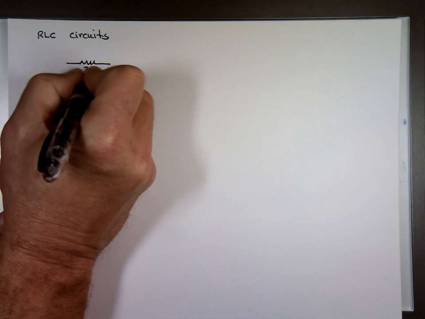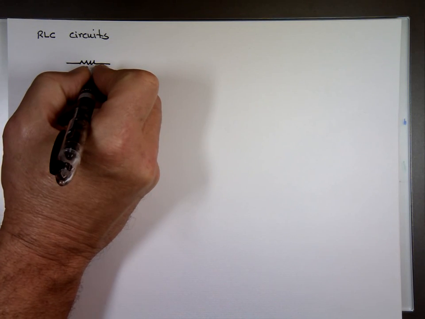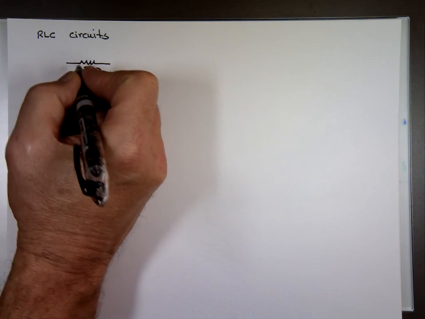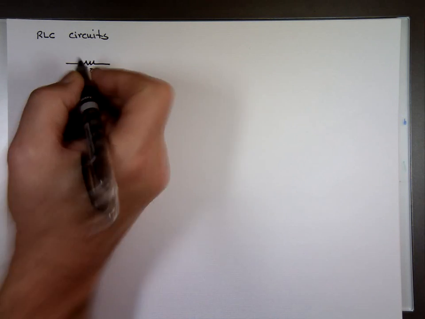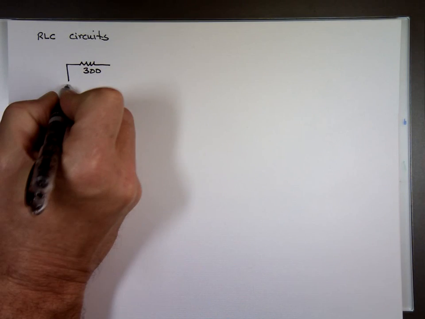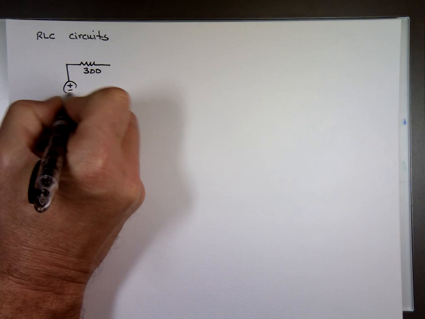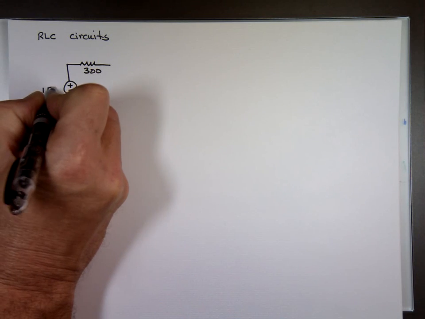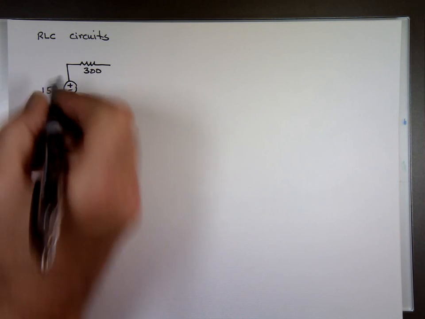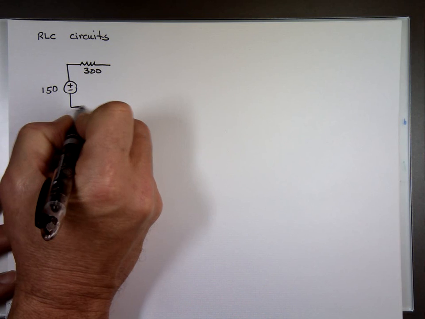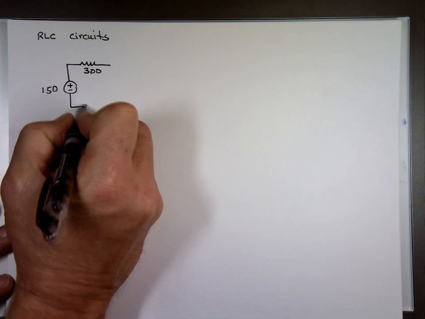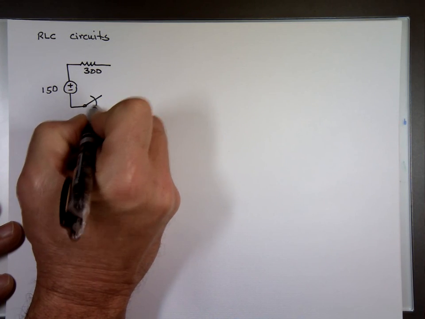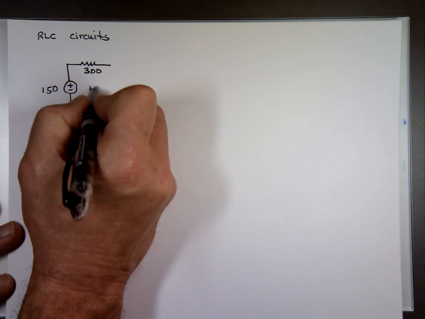We have 300 ohm here on the top. We have a voltage source of 150 volts right here. We have a switch down here that's open. It will close at t equals 0.